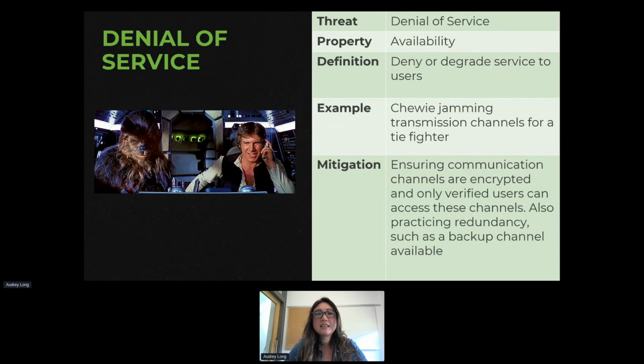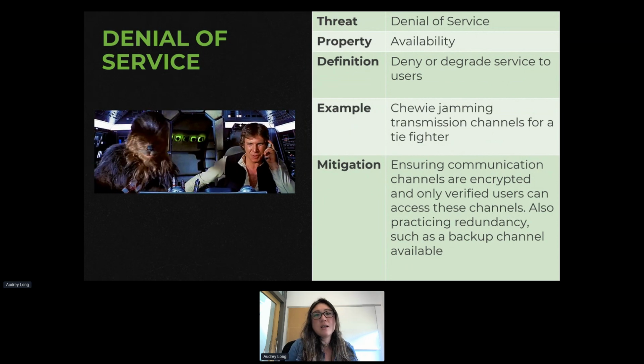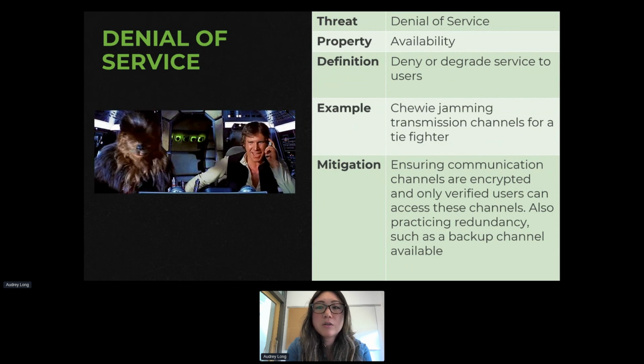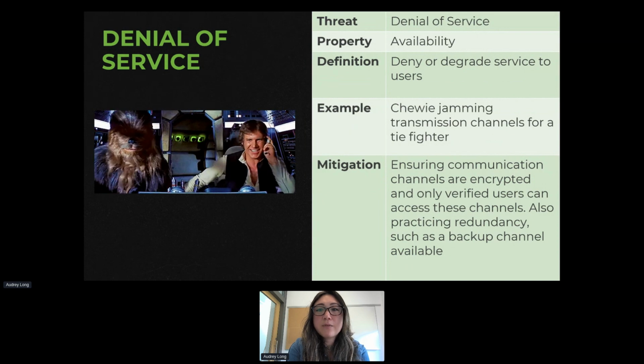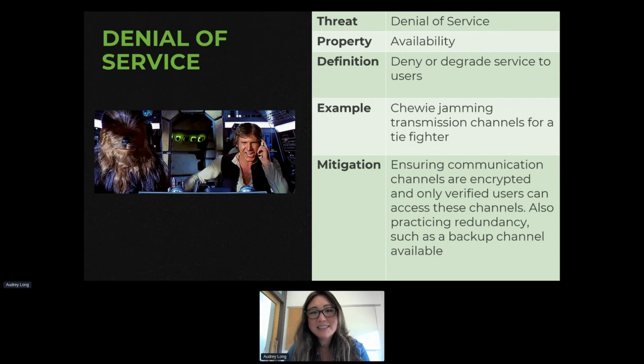D in STRIDE stands for denial of service. This is a property of availability. And in this example, we deny or degrade services to users. So the Death Star's operational continuity is imperative for the Galactic Empire. However, a DOS attack can disrupt its functions, rendering it vulnerable to attacks.